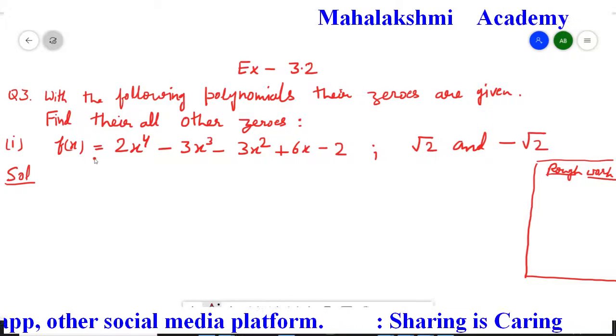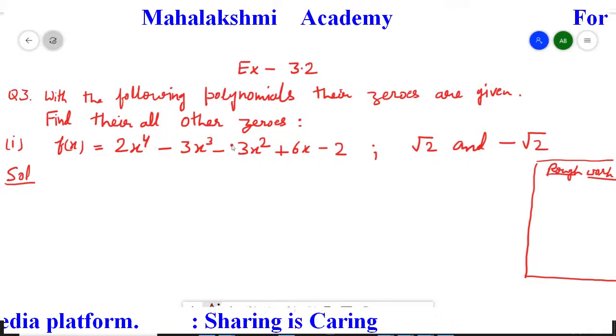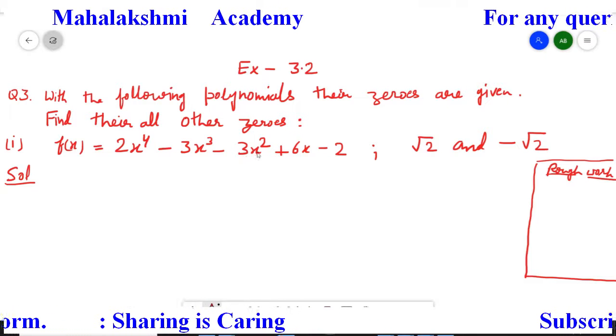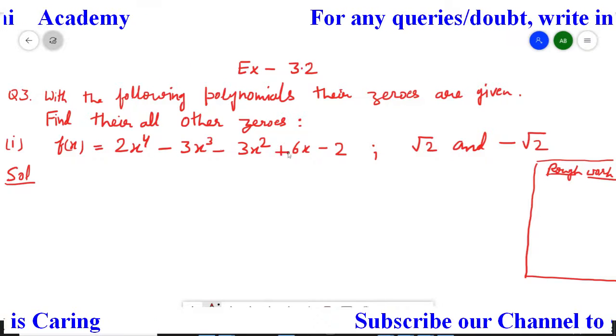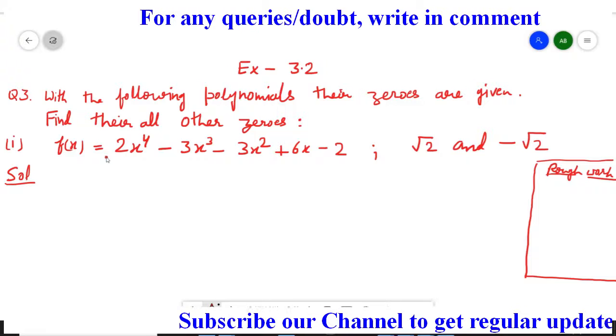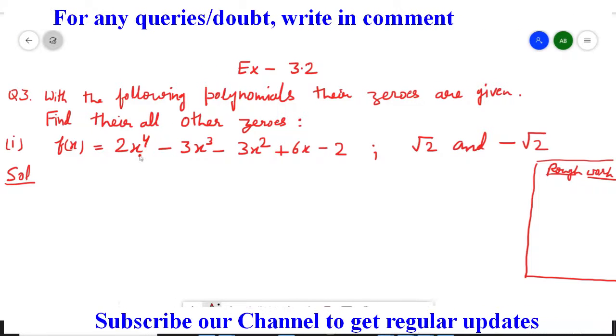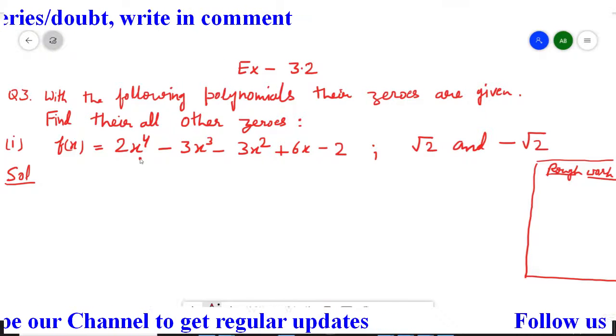So how much is the degree? That many zeros the polynomial has. Here degree means the highest power of the variable. Here the powers of the variable are 1, 2, 3, 4. So what is the highest power of the polynomial? 4. So the degree of the polynomial is 4. Since the degree is 4, this polynomial will have 4 zeros.